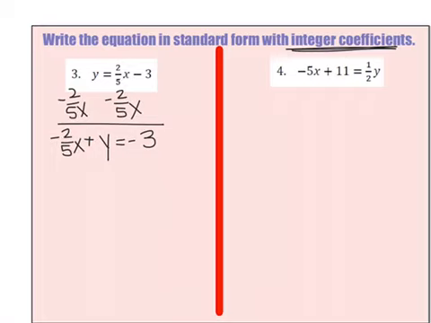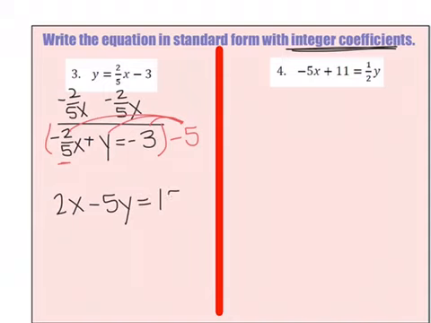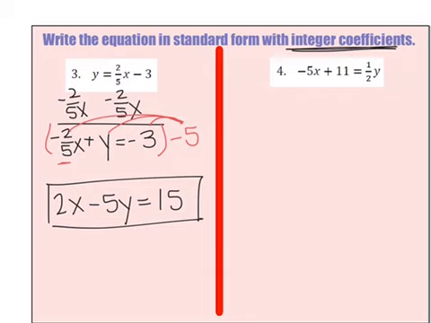So right here, I have a couple issues. My a value is negative, and it's got a fraction. It's dividing by 5. So we need to make it positive, so we have to multiply by a negative. But we also have to get rid of that dividing by 5. So we have to multiply by a negative 5. Everything on the inside is going to get that. So I'm going to be left with 2x minus 5y equals 15. That would be my final answer in standard form.